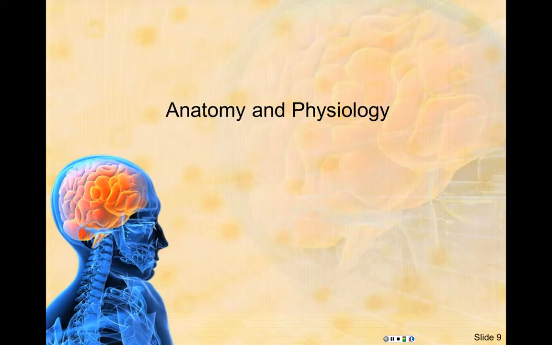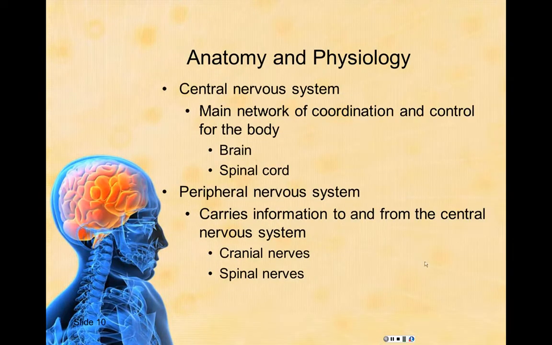Just a little review, anatomy and physiology. So the central nervous system is basically composed of the brain and the spinal cord, and it's the main network of coordination and control for the body. Then we have your peripheral nervous system, which includes the cranial nerves and the spinal nerves, and this carries information to and from the central nervous system.